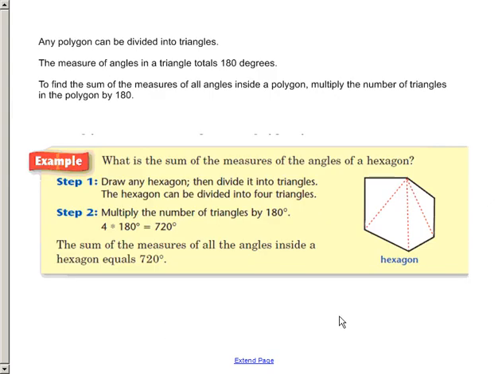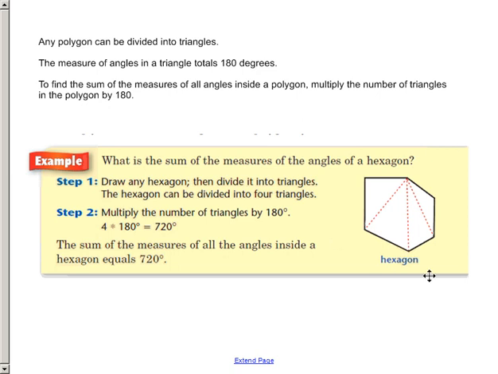So now we're going to talk about different polygons and how we can figure out their angle measurements. Any polygon can be divided into triangles. We know that the angles in a triangle have a sum of 180 degrees. There are 3 angles in a triangle, and their sum must be 180. If we want to find the sum of the measures of the angles inside a polygon, we divide it into triangles and multiply the number of triangles by 180 degrees.